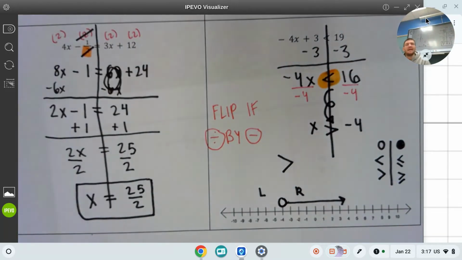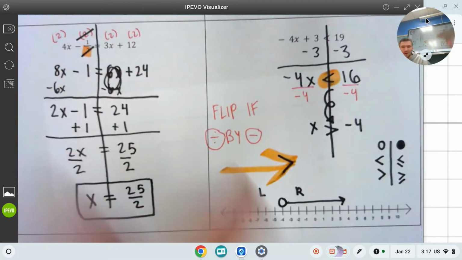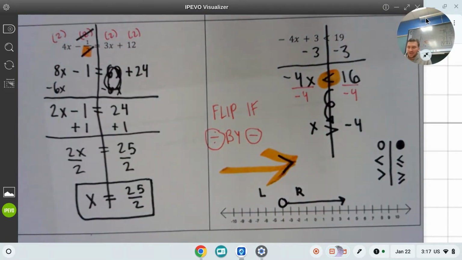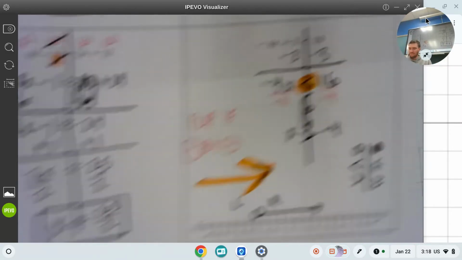Right. Remember, if that is your symbol, you can make a nice arrow out of it and it will tell you which direction to go. Okay, nice job. You guys were awesome at those inequalities. Let's flip it over. Let's keep it going.